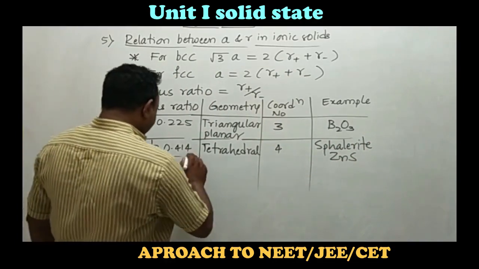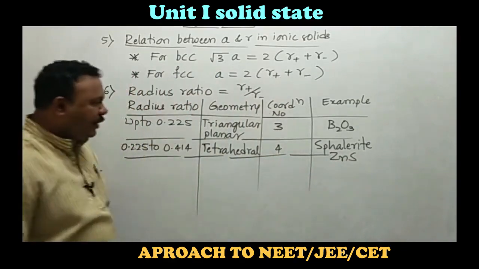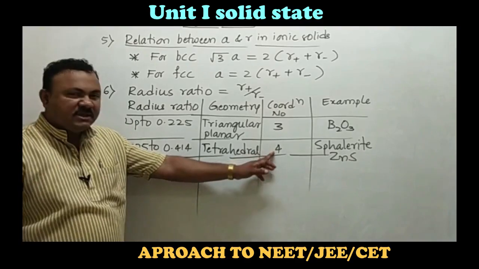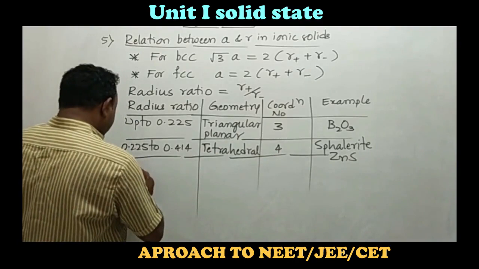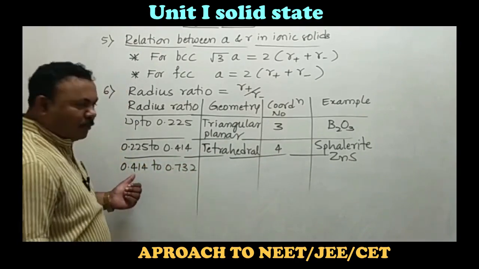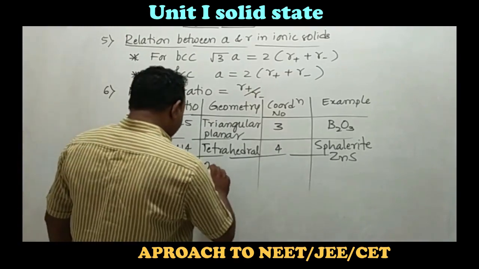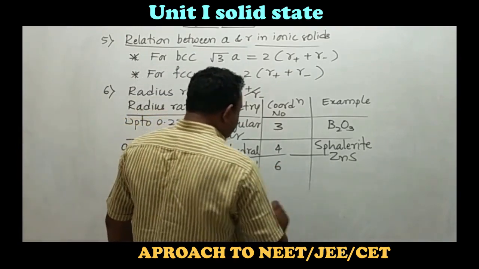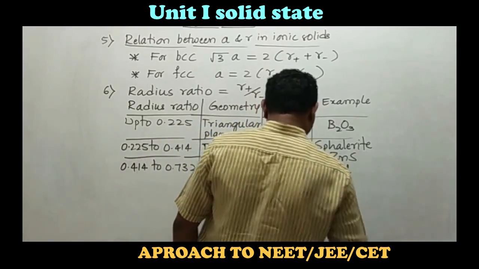If the range of the radius ratio is in between 0.225 to 0.414, geometry possible is tetrahedral, coordination number is 4, example is sphalerite. If the range of the radius ratio is in between 0.414 to 0.732, geometry possible is octahedral, coordination number is 6, and for this we are taking a best example. It is nothing but the rock salt, sodium chloride.